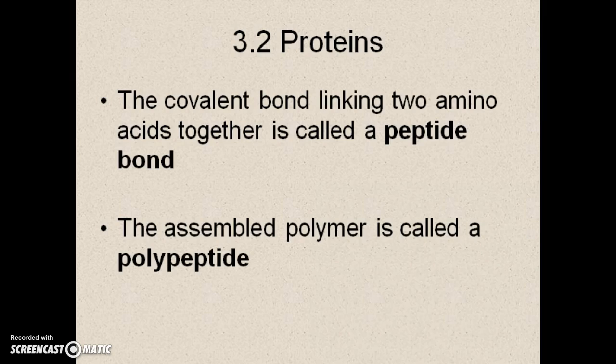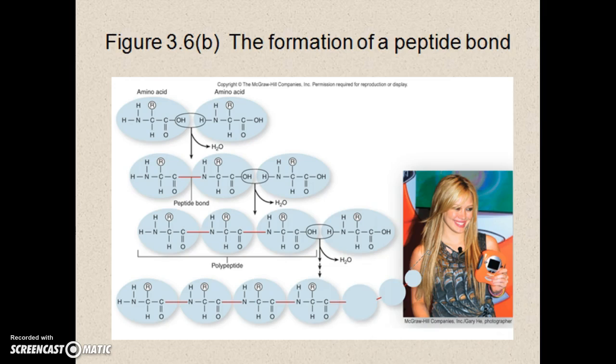But an assembled protein or polymer is something we call a polypeptide. So think poly means many, and peptide is the type of bond that holds those amino acids together, forming a protein. Here's a great breakdown of how polymer proteins are actually assembled.